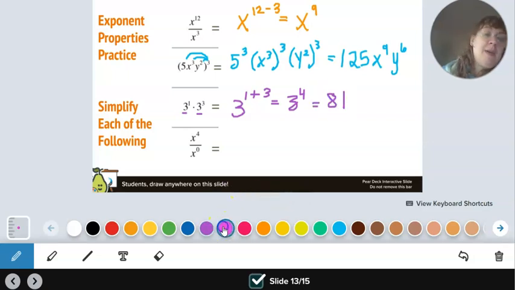X to the 4th divided by x to the 0. Well, anything to the 0 power is just 1. So this is just 1. And x to the 4th divided by 1 is x to the 4th. We could also use our quotient property here. Since they're divided, they have the same base. 4 minus 0 is just 4. It's going to stay as x to the 4th.